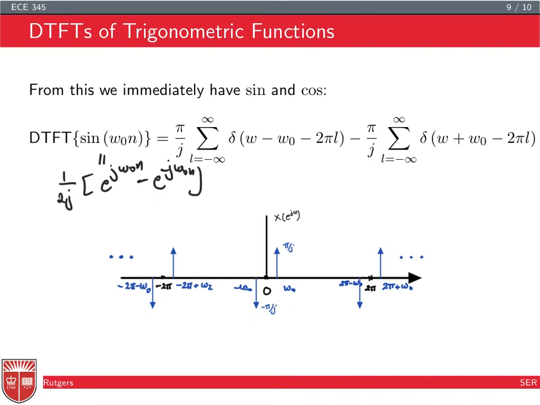But if X(e^{jω}) is complex, meaning it has a non-zero imaginary part, then we usually have to have two drawings, one for the amplitude of X(e^{jω}), and one for the angle. So if you want to call it theta of e^{jω}.